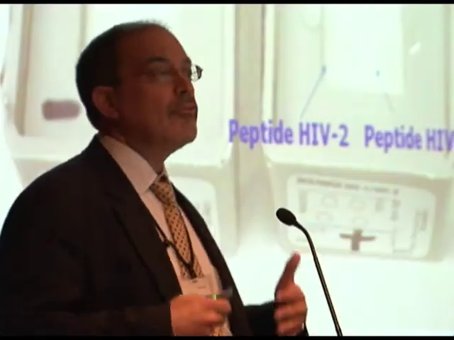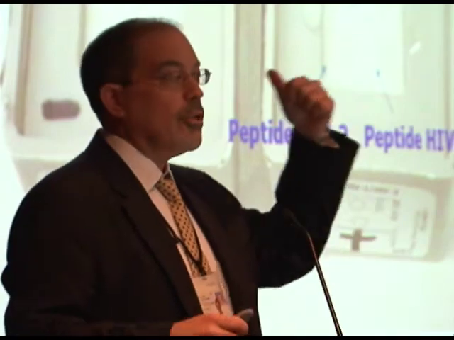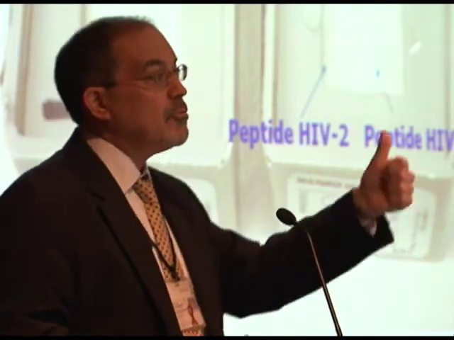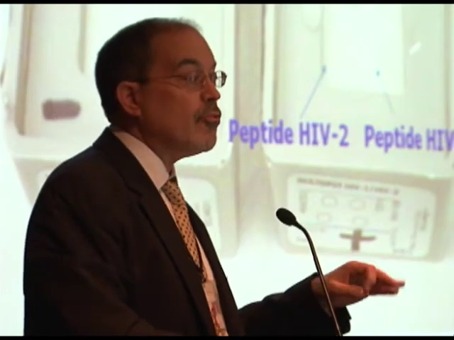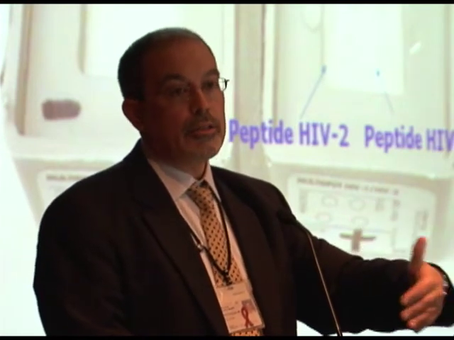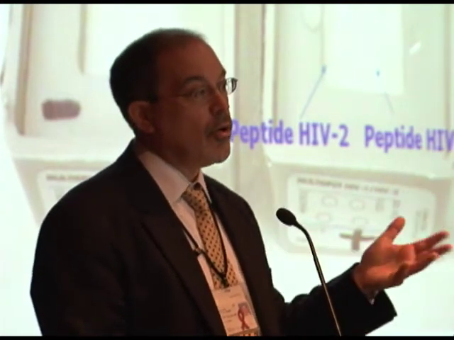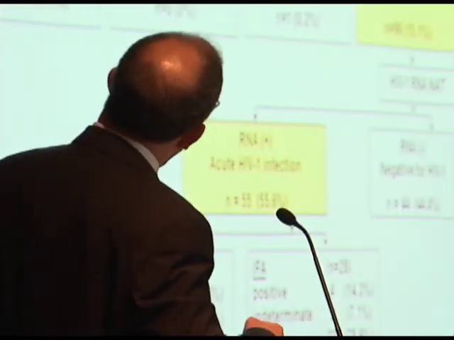So now, instead of having to wait for that Western blot to come back, while they're in the ER, you can do the screening test. If it's positive, you set up this differentiation test on the same sample in 15 minutes. The result will be available, and it can distinguish whether they are HIV-1 or HIV-2 positive. And if they're negative on this, then you have to draw a blood test to do an RNA. You can't reflex it. It actually requires a separate stick for that. Okay? So how does it perform?